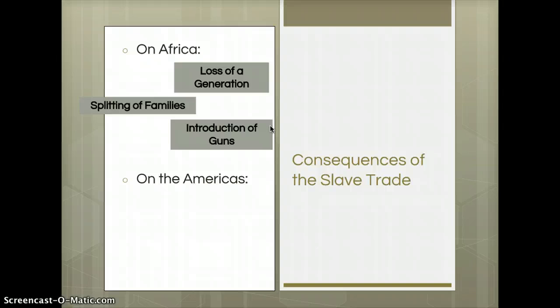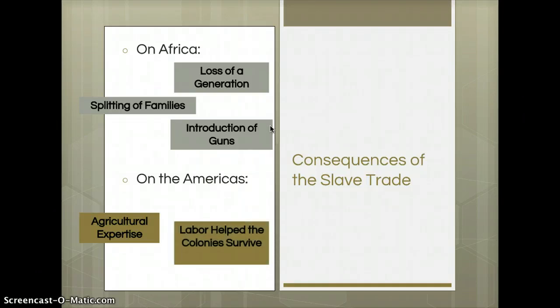And of course, the introduction of guns. I mentioned earlier that the late 1500s, early 1600s was a time of conflict in the continent of Africa. So you can imagine the introduction of guns did not help that. So what is the consequence on the Americas? Well, the Africans brought with them agricultural expertise. Their labor, of course, helped the colonies survive. They would not have made it if not for slave labor. And we also see an influx of their culture that starts to blend into American culture.